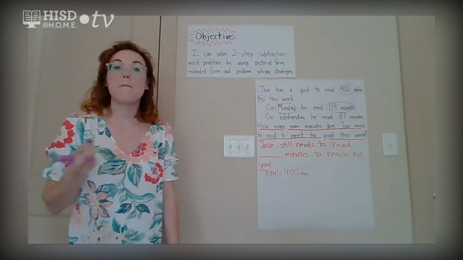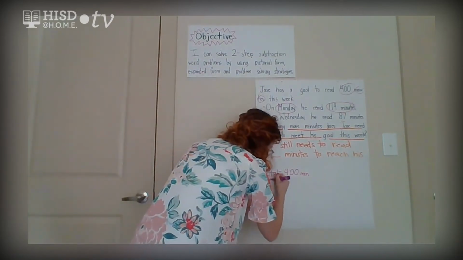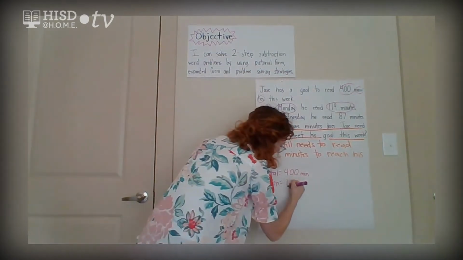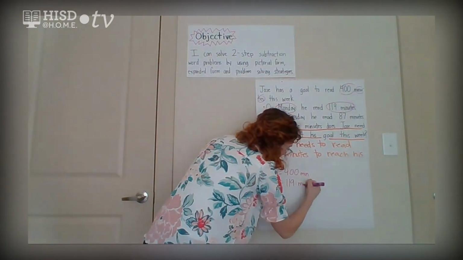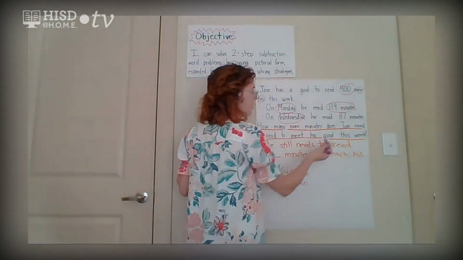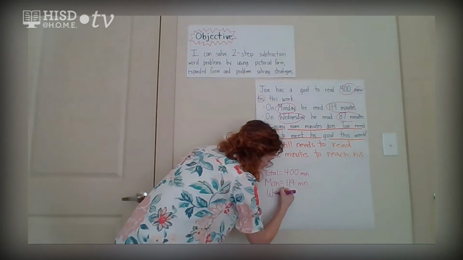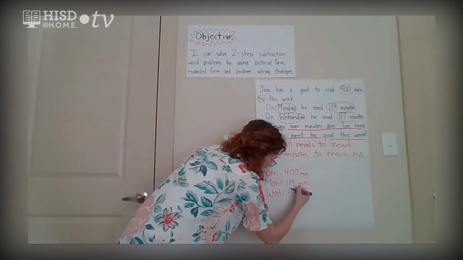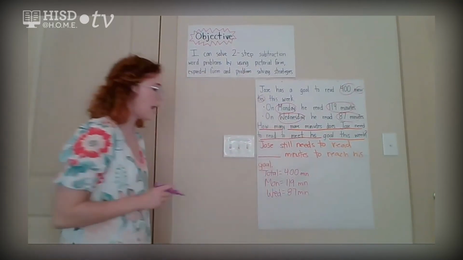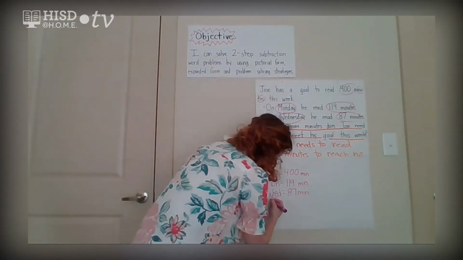So I'll write Mon, like we see on the calendar sometimes for Monday. Monday, he read 119 minutes. Wednesday, 87 minutes. So I'm going to write Wednesday, 87 minutes. I need to know the rest of the week, right?